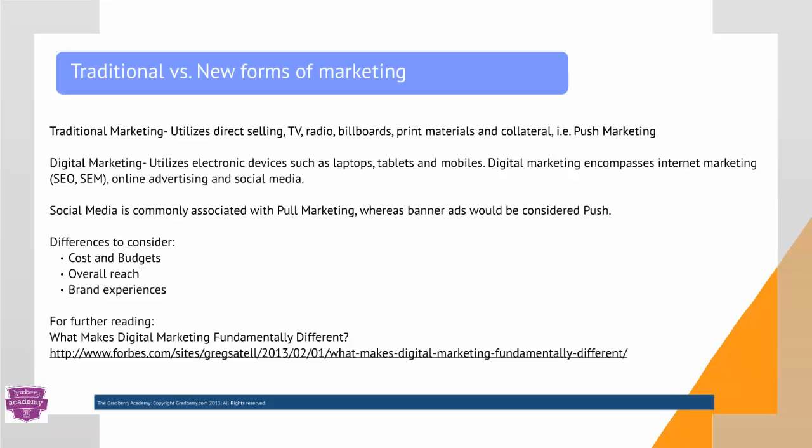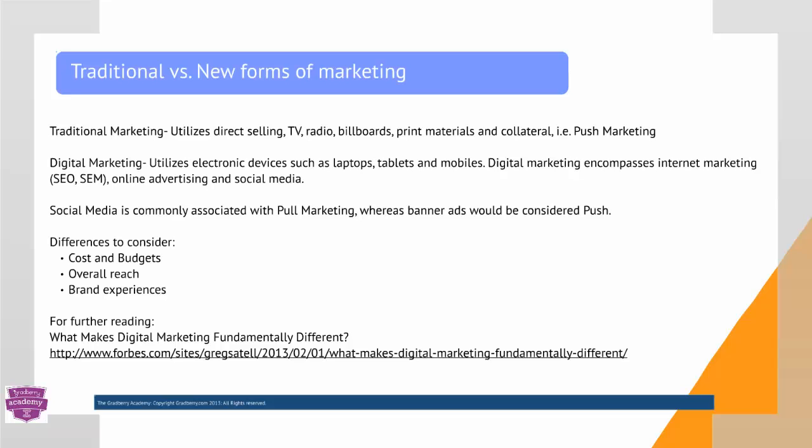Now, some of the differences to consider between traditional and digital marketing are in terms of costs and budgets, overall reach, and of course, brand experiences. With costs and budgets, just think about a large billboard on, for example, the California 101 or even Sheikh Zayed Road. That large billboard will probably cost upwards of $50,000. And what we're seeing is that costs and budgets are becoming lower and lower with digital marketing and social media, in the sense that you can implement a full-scale campaign without having to use a very large budget.